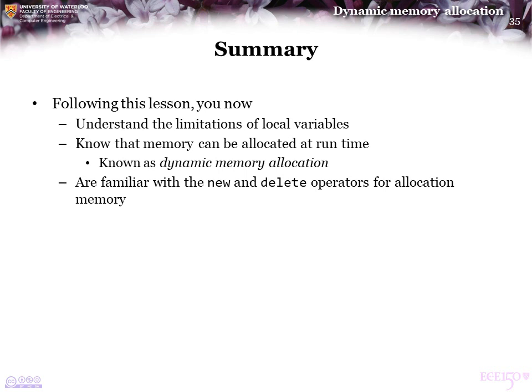Following this topic, you now understand some of the limitations of local variables. For example, the size of arrays is fixed, and the memory for local variables, be it local variables or local arrays, their scope is limited to the function itself. You now know that memory can be allocated at runtime, and this is known as dynamic memory allocation. You are familiar with the new and delete operators for allocating such memory.